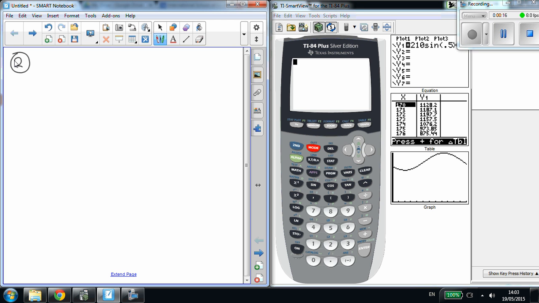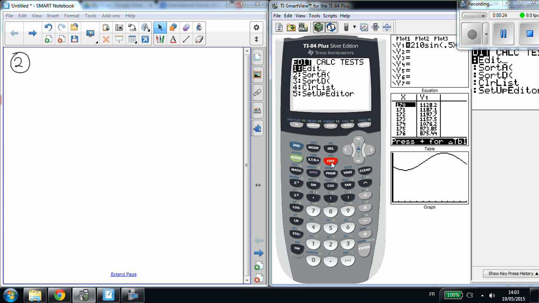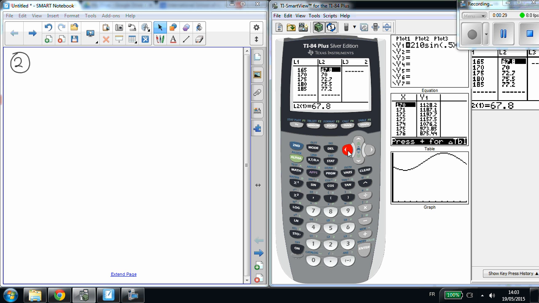We go to Stat, Edit, List 1. There's already something there, so we go up to List 1 and clear, enter. Do the same in List 2, clear, enter. Go back to List 1, and we enter the numbers.